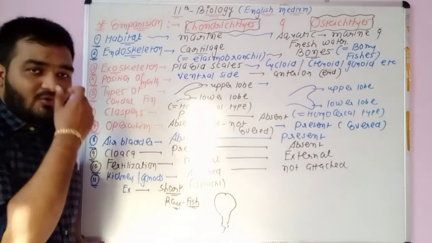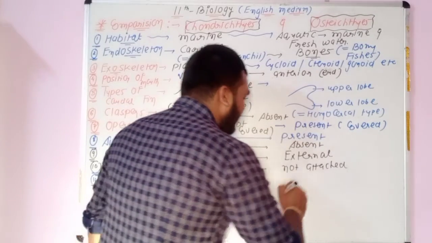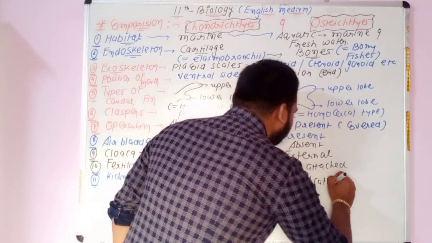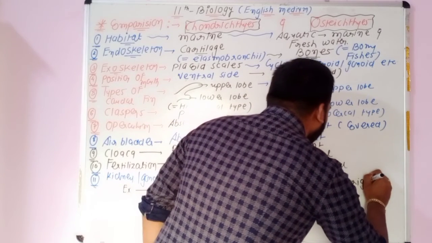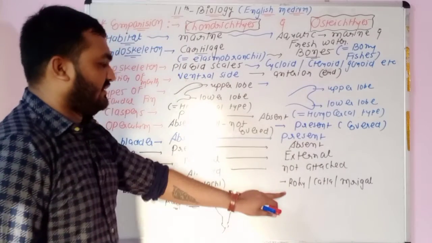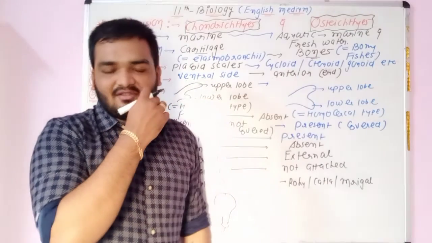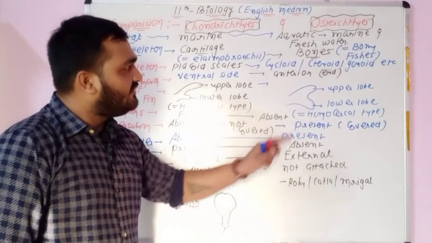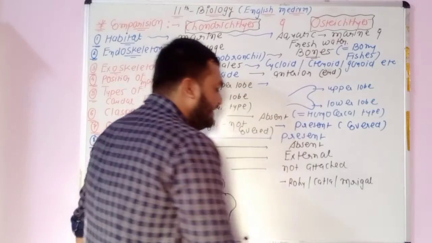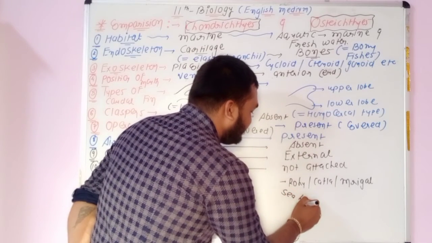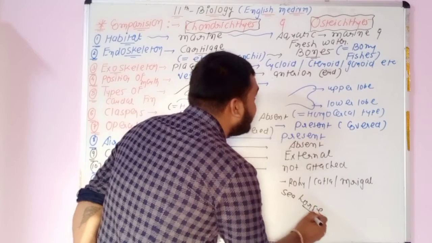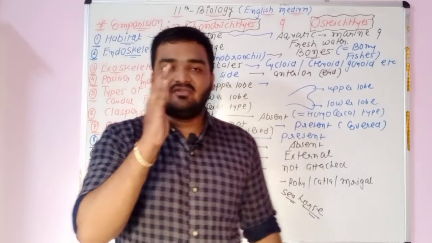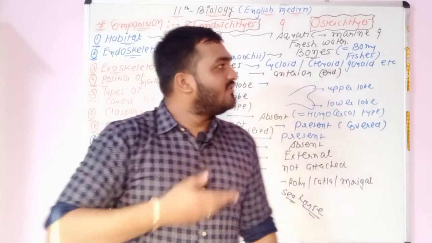Okay, what about the Osteichthyes? You know all the edible fishes like rohu, katla and mrigal. These are the fish of fresh water, means edible fish. These all are the Osteichthyes. Then the important thing is the seahorse. Hippocampus is also one type of Osteichthyes. It has a horse-like head, and it is a vertical swimmer. So these are the differences.